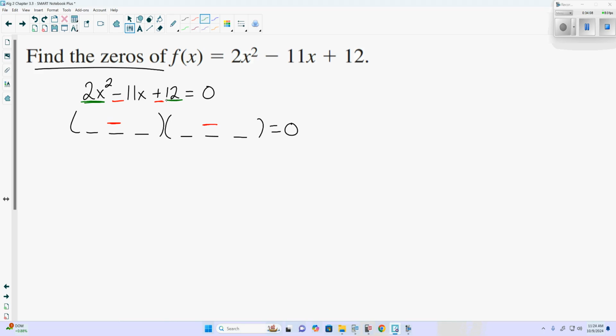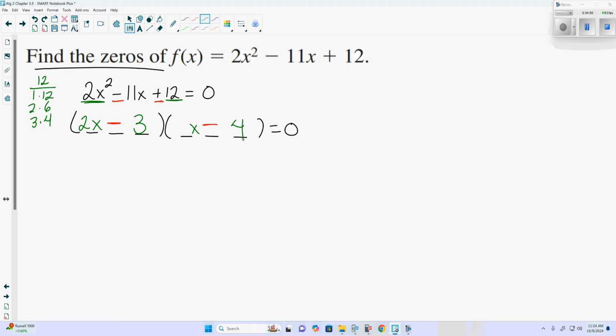Now we need to find the factors of the first and third term. Factors of 2x squared, well, we'll have x and x. 2 and 1. So 2x and x. Factors of 12: 1 and 12. 2 and 6. 3 and 4. Which one do we want to try first? Don't we know a solution already? Because what did graphing tell us one of the solutions was? So it might be 3 and 4. 3 in the first one, 4 in the second.